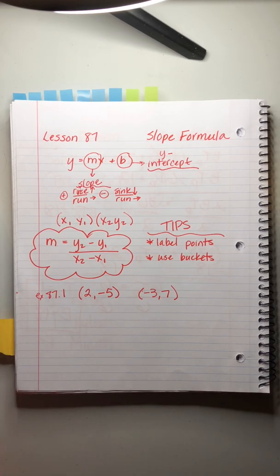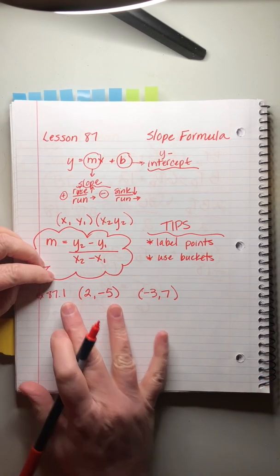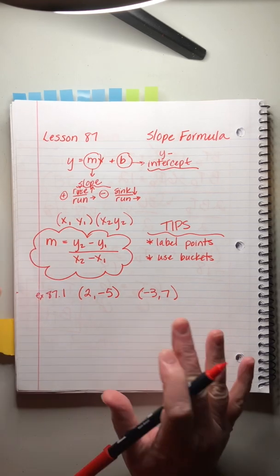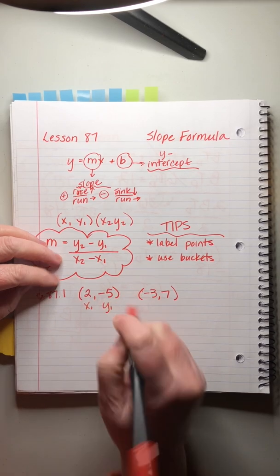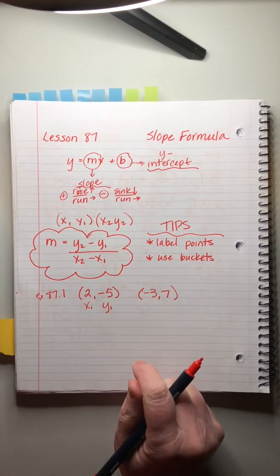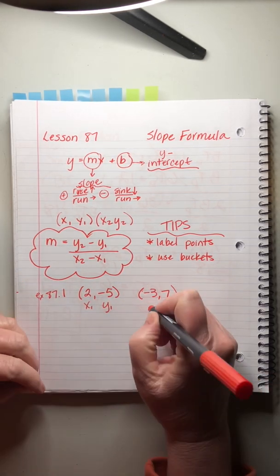All right, ready? Now, my first tip is to label the points. This is what I mean. It doesn't matter which pair are the 1s and which pair are the 2s. It will work out either way. What is more important is that the 2 numbers in the same parentheses have the same number. That's important. And obviously the first one needs to be x and the second one needs to be y.